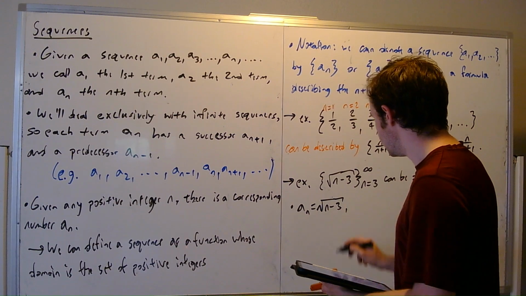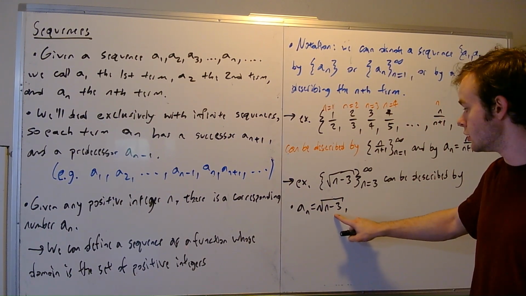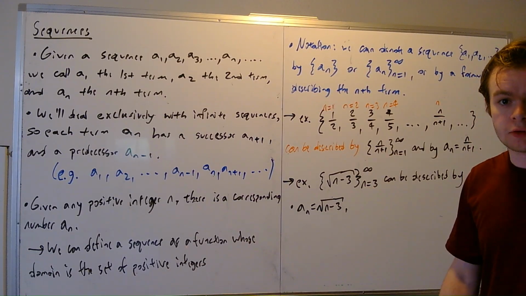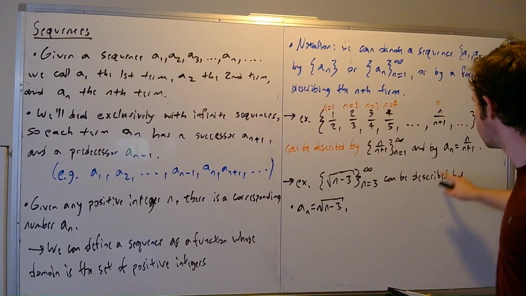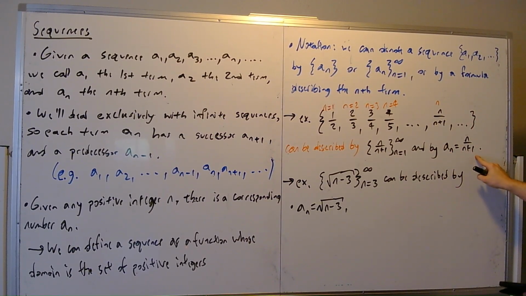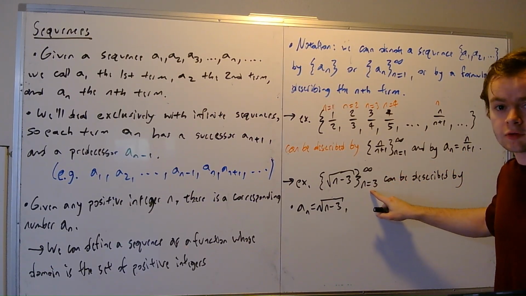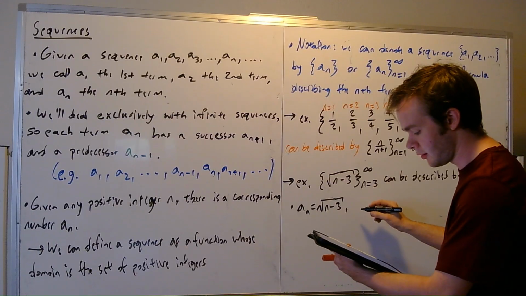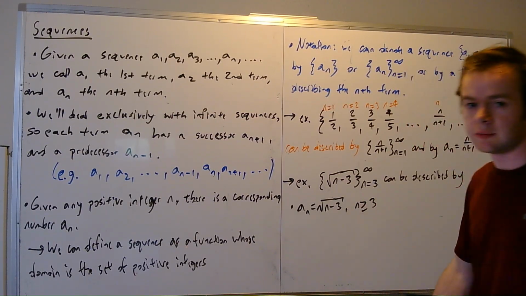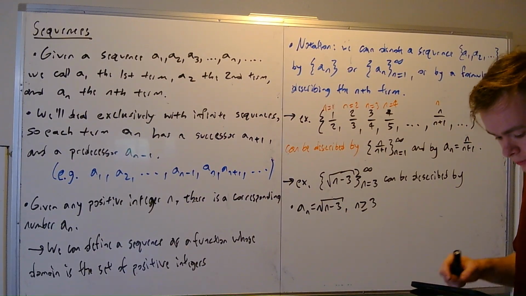And notice, if we just left it here, if we just described it by this function, we're leaving out the fact that this actually starts at n equals 3, not n equals 1. If we just write the function without specifying, then we're assuming that it starts at n equals 1, but here this actually starts at n equals 3. So we need to specify this is for n greater than or equal to 3. So this is one way of describing our sequence.